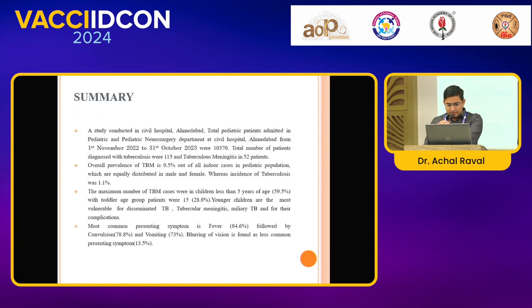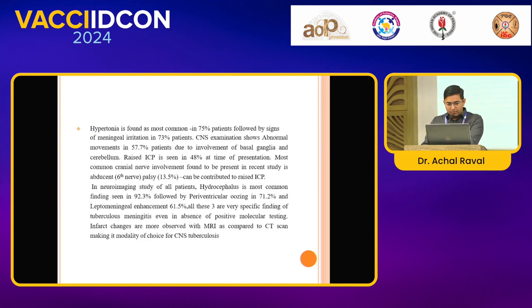To summarize my study, overall prevalence is 0.5, with incidence 1.1. The maximum number of tuberculosis meningitis cases were in children less than 5 years, with the toddler age group being 15. Younger children are the most vulnerable for disseminated TB. The most common presenting symptom is fever, followed by convulsion and vomiting. Hypotonia is found in 75% of patients, with meningeal irritation in 73%, followed by abnormal movement in 57% of the patients.